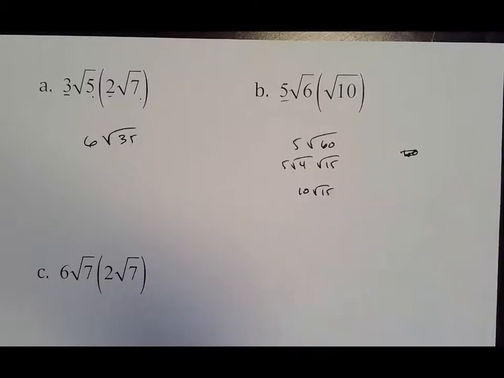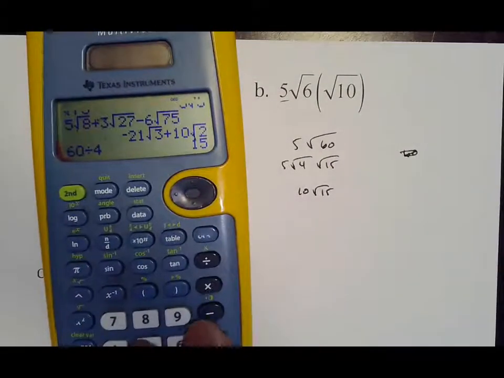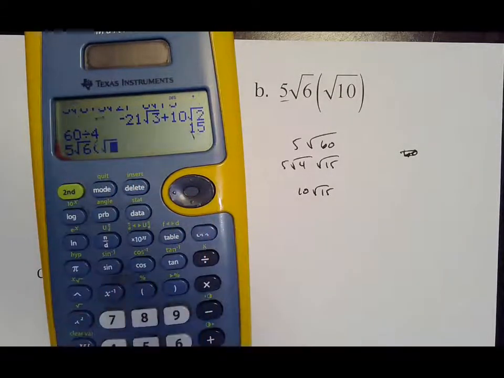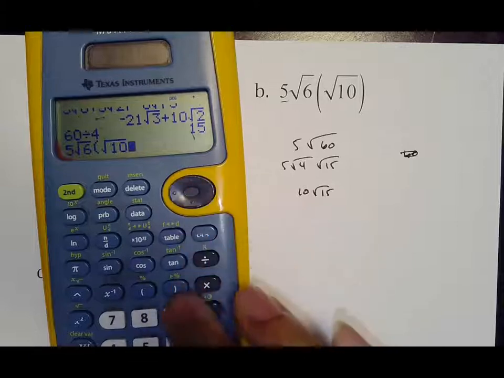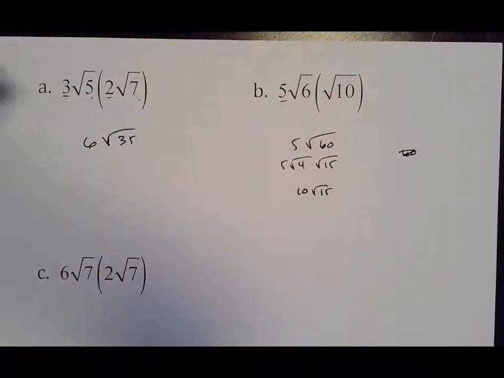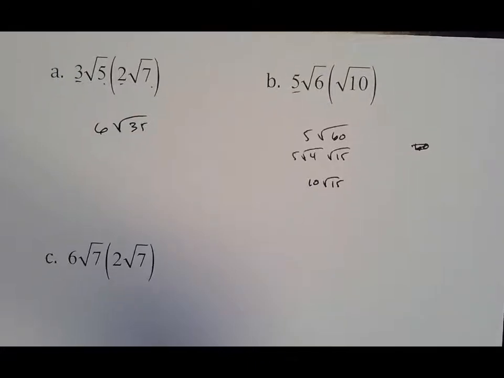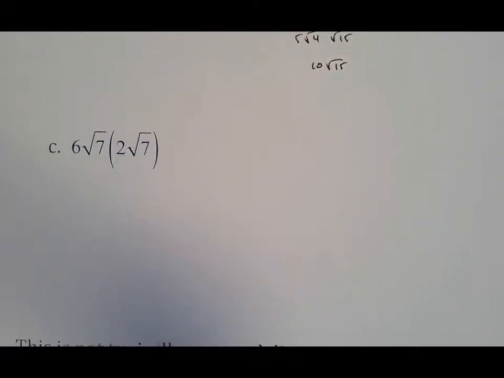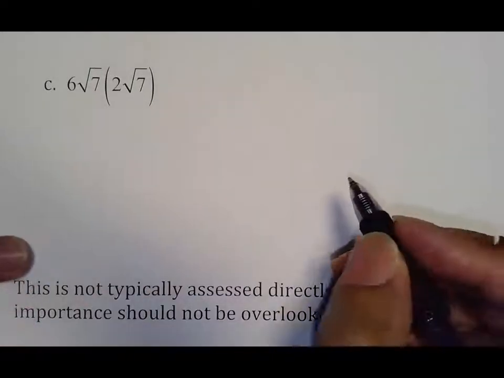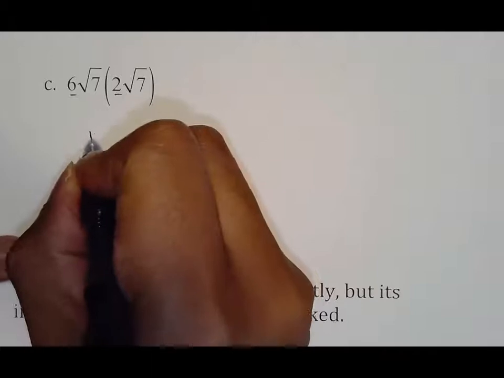root 15. Again, the nice thing is you can actually use your calculator to check it. Just type it exactly the way you see it and see that we do get 10 root 15 as our answer, just like you could have done over here. But again, don't cheat yourself out of the ability to learn it, because you do need to at least understand what's going on. 6 root 7, 2 root 7 turns into 6 times 2, which is 12.